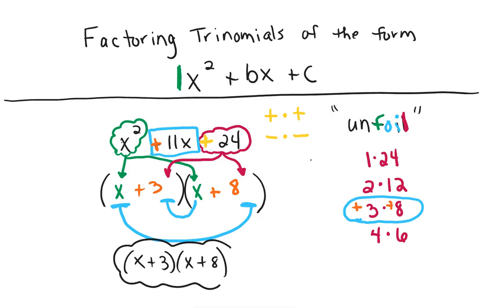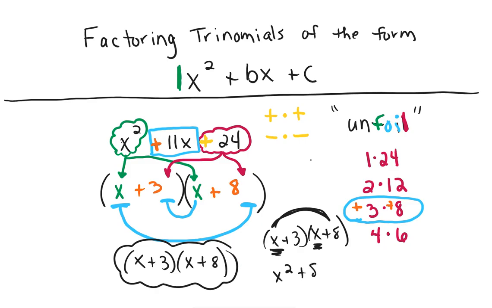This is my answer. And if you wanted to check yourself, you could FOIL it. X plus 3 times an x plus 8. Remember, it's first times first. That's x squared. My outside would be x times 8. There's my 8x. My inside would be 3 times x. That's positive 3x. And then your last times your last, 3 times 8 is 24. And then this adds up to 11x in the middle. And that's what I had. Woohoo! So I got the right answer. And that is factoring trinomials of the form 1x squared plus bx plus c.